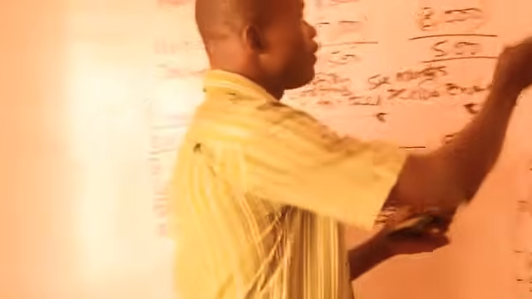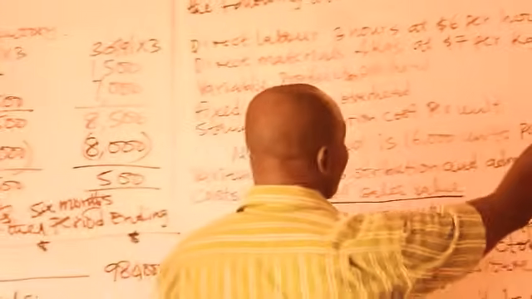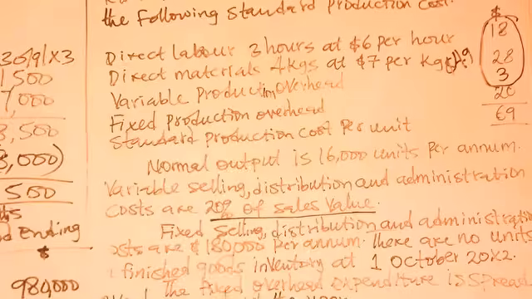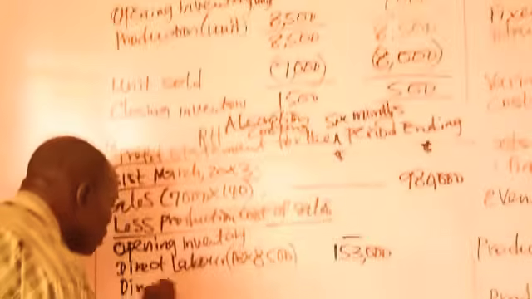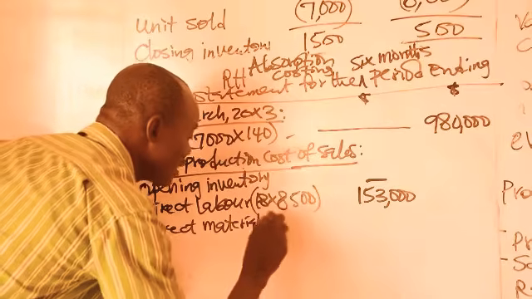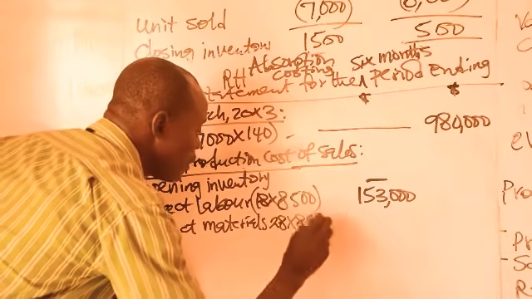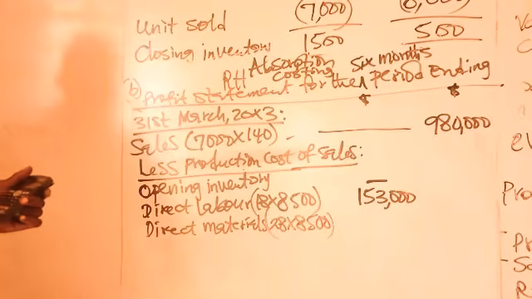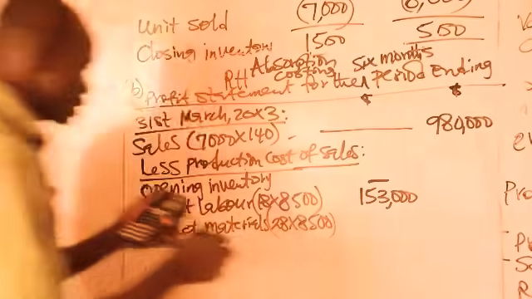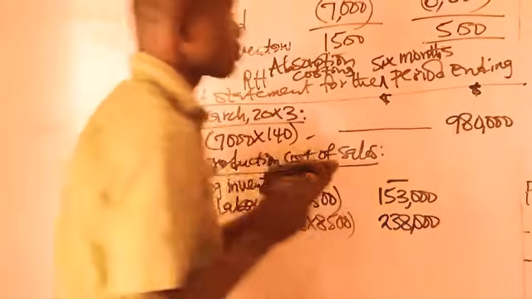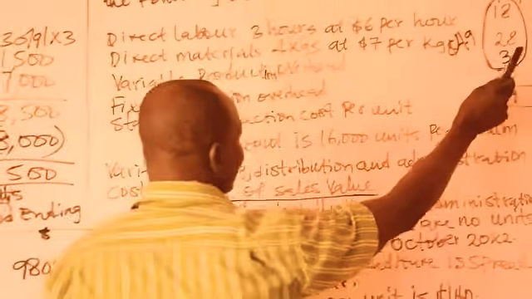Then we also have the direct materials of $28. 8,500 times 28 will give us 238,000. Then we also have variable production overheads, which is 3.